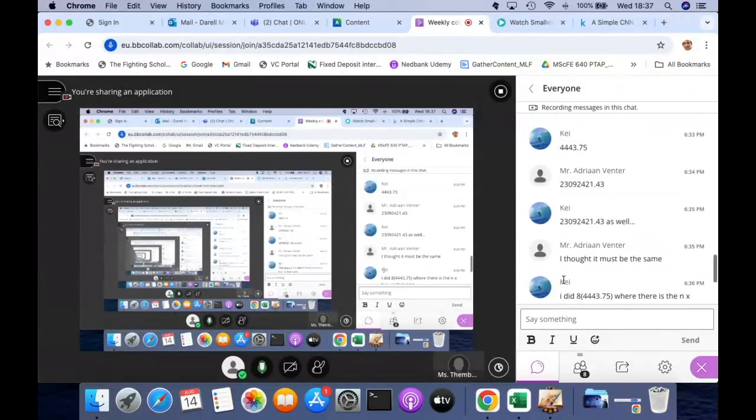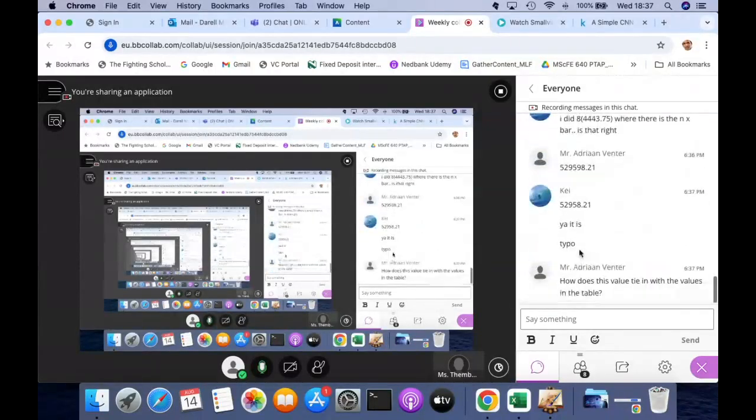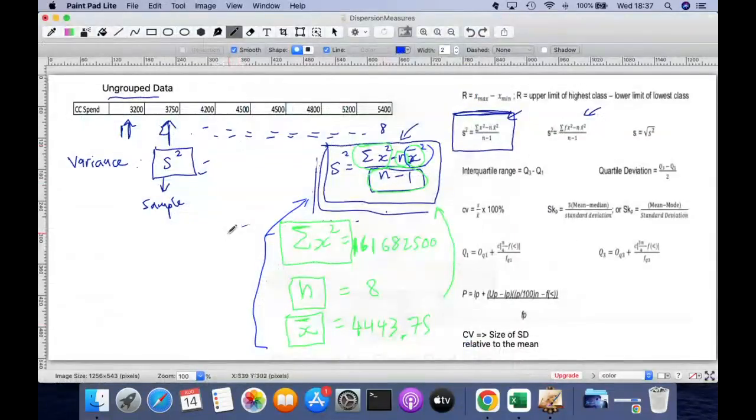Everyone good? Any questions? How does this value tie in with the values in the table? Adrian. Which table, Adrian? Are you talking about the table in your calculator, or the data table that I'm showing you here on the whiteboard?